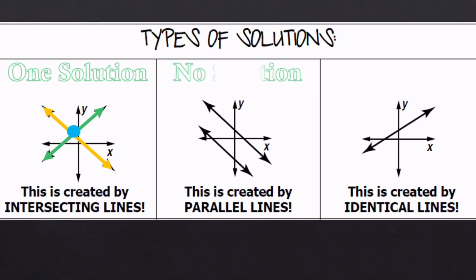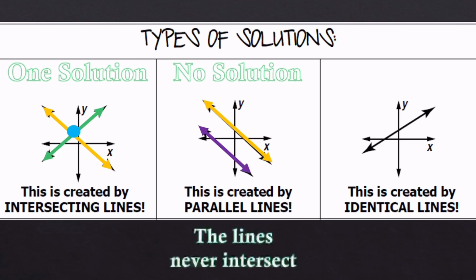The second type is no solution. Think about what we wrote on the last slide. We said the solution to a system is the point where they touch. Well, if they never touch, there is no solution. So when you look at these two lines, the yellow and the purple, they never intersect. So if you have parallel lines, the answer is no solution.